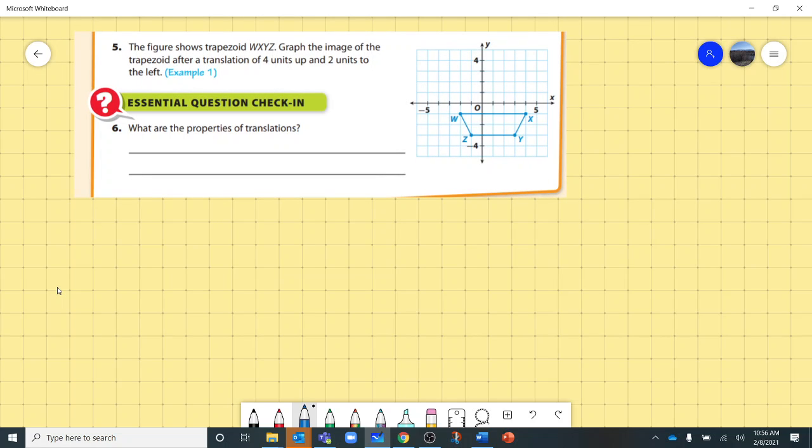All right. Let's just do a little bit of a review of translations. If you've had me for this already, then great. If not, this is going to be a quick introduction.